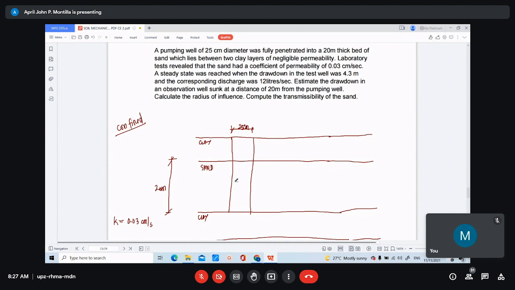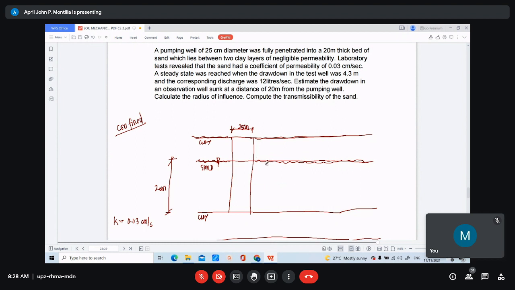Steady state was reached when the drawdown in the test well was 4.3 meters. Kakaroon daw ng drawdown. Ngayon, hindi natin alam kung nasan yung water table. Pwede mong ilagay nandito yung water table, pwedeng nandito, pwedeng nandyan, kahit saan. Huwag lang dito. Pag nandyan, edi medyo mahirapan tayo mag-solve. Within this length or depth of test well dapat. Assume natin nandito na yung water table para walang masyadong linya. Pero kahit nasaan yan, okay lang. Dahil wala namang sinabi kung anong depth ng water table natin.